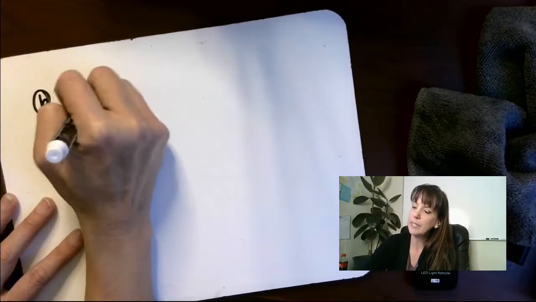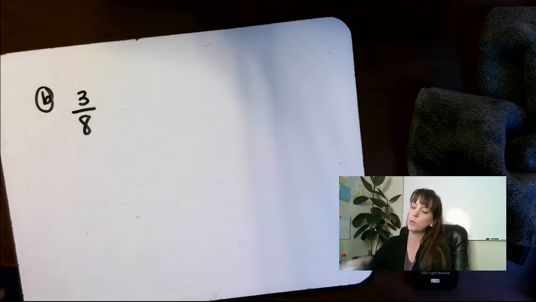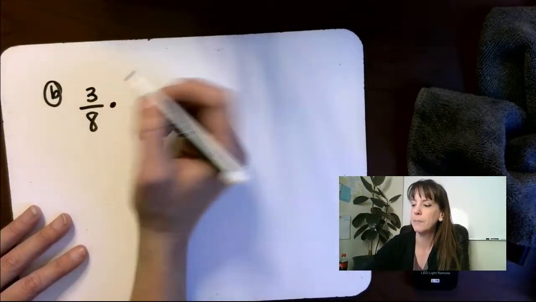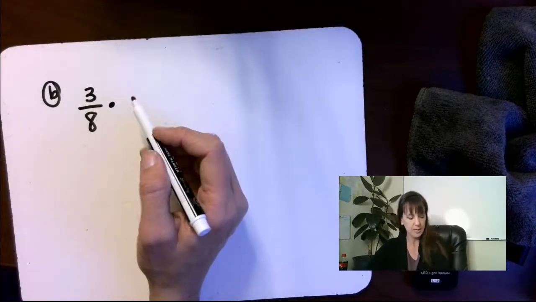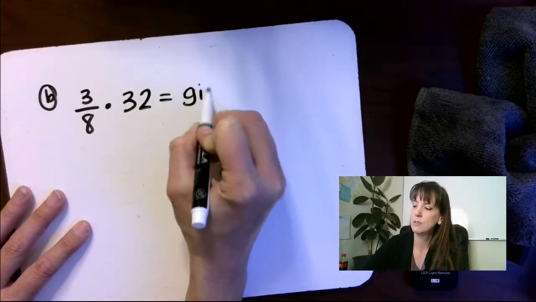Let's look at B. 3/8 of the 32 students were girls. How many boys were in the class? So 3/8 of means multiply. Of the 32 students were girls. So 3/8 times 32 equals girls.